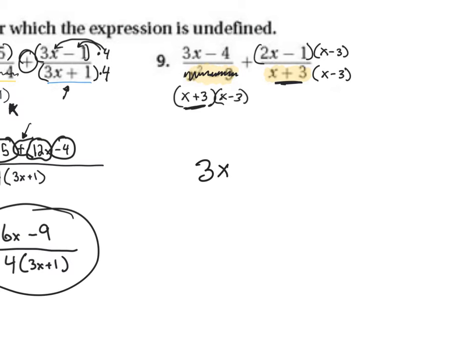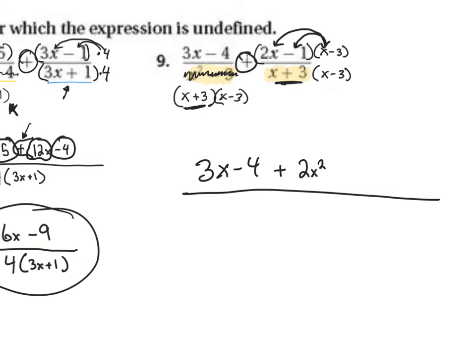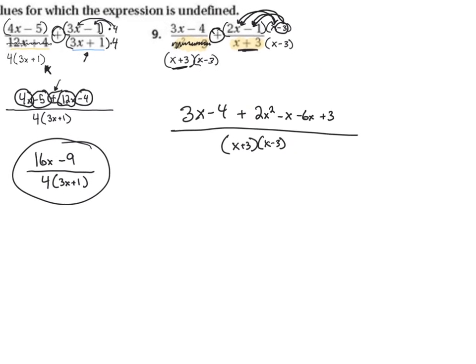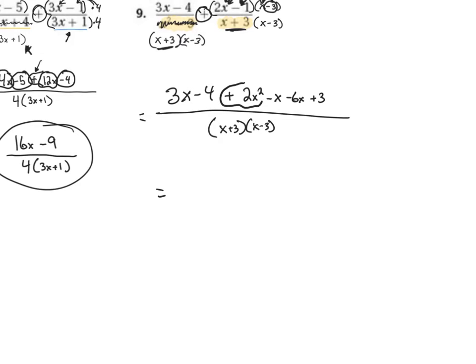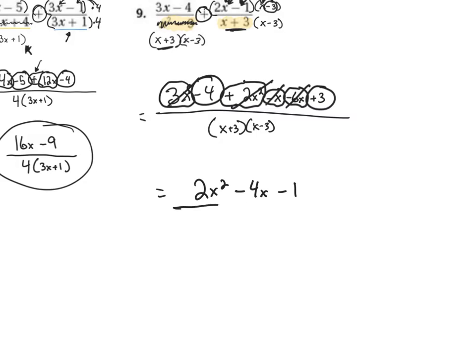Okay, let's write it. 3x minus 4 plus, I'm going to go ahead and FOIL this out. So we're going to go 2x squared, then minus x. Come back, I'm going to grab the negative 3. Negative 6x. Negative 3 times negative 1 is a positive 3. All over the group x plus 3, x minus 3. Okay, let's combine like terms. I see only that x squared term, so we're going to go 2x squared. Let's see my x terms. 3x minus x, well, that's 2x, minus 6x, that's negative 4x. 3 minus 4 minus 1. All over x plus 3, x minus 3.